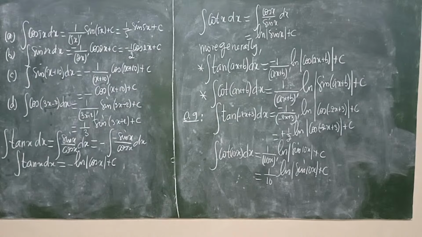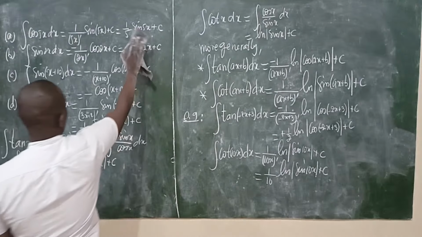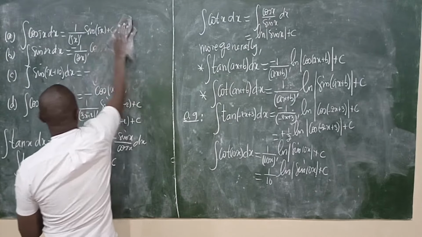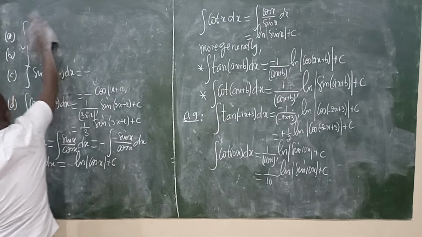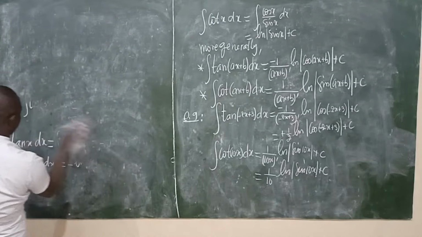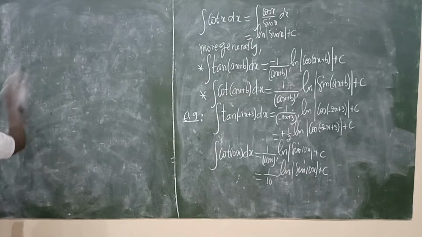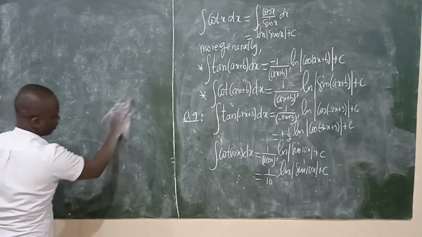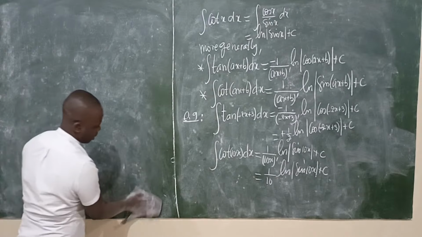Let's jump to integration of some forms where we have the product of two sine functions, the product of sine and cosine functions, and the product of cosine and cosine functions.